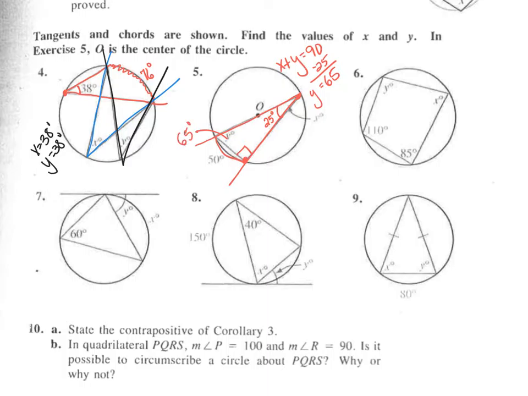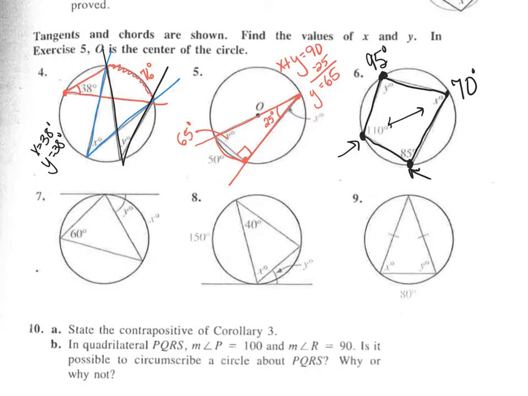And then in number 6, we have a theorem that we haven't talked about since before spring break. So we have a quadrilateral inscribed in a circle. Or we can say that the circle is circumscribed about the polygon. Well, remember, when that happens with a quadrilateral, my opposite angles are going to be supplementary. So since I have a 110-degree angle here, X has to be 70. And since I have an 85-degree angle here, Y has to be 95.